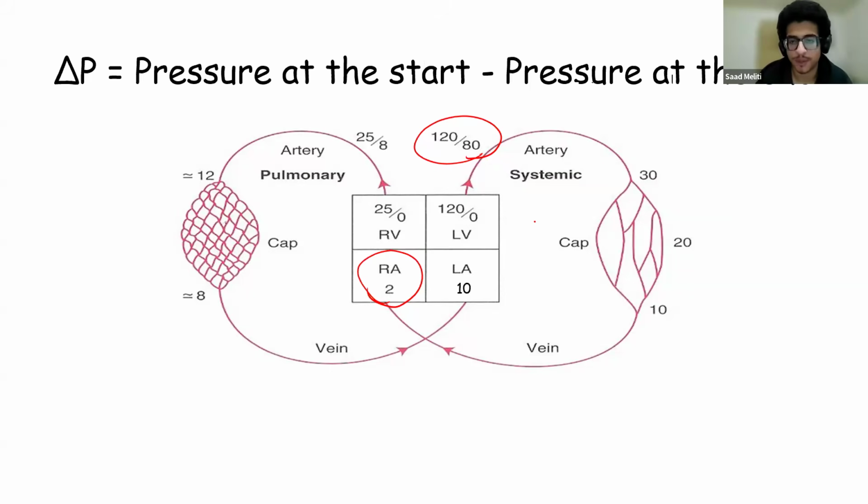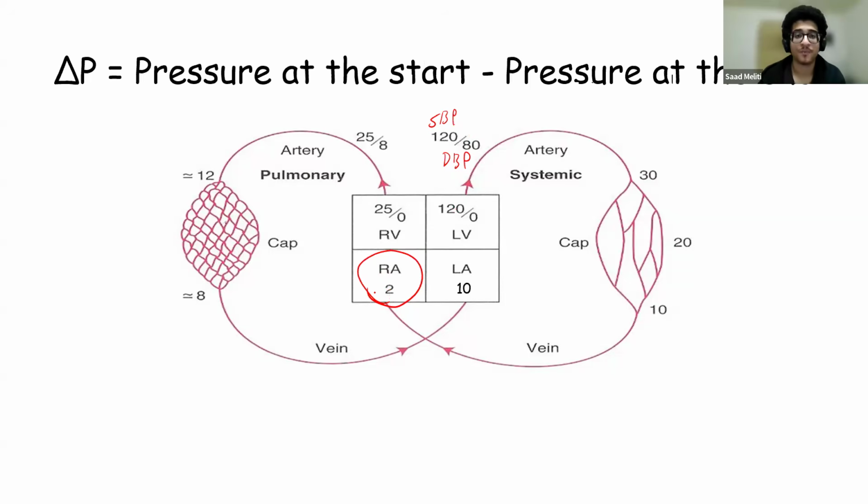Someone just asked me what 120 over 80 is here. This is systolic over diastolic blood pressure. So 120 over here is systolic blood pressure, and 80 is diastolic blood pressure. Does that make sense? And this is in the aorta, for example.